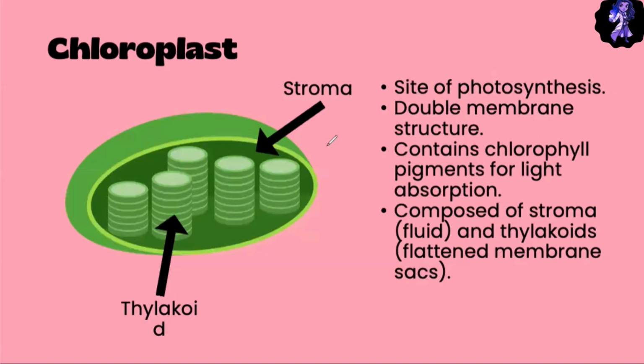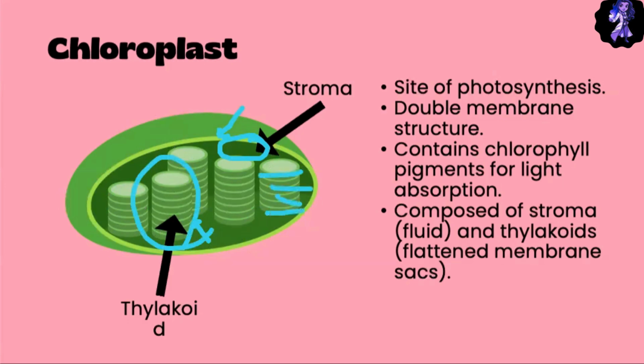Now, just like the mitochondria, they have a double membrane structure. So you can see there's this outer structure and there's this inner structure inside. And they're composed of two main parts, the first of which is called the stroma. The stroma is like a fluid-like space between the outside and the internal membrane, which is called a thylakoid. And the thylakoids are these flattened discs.